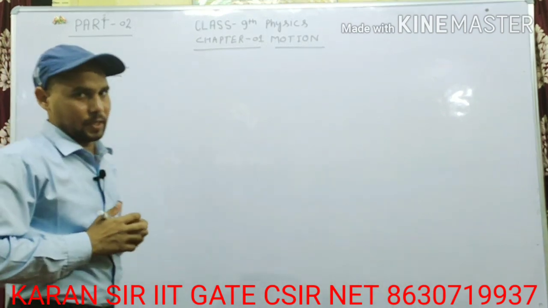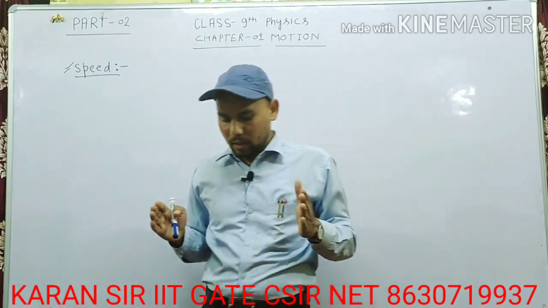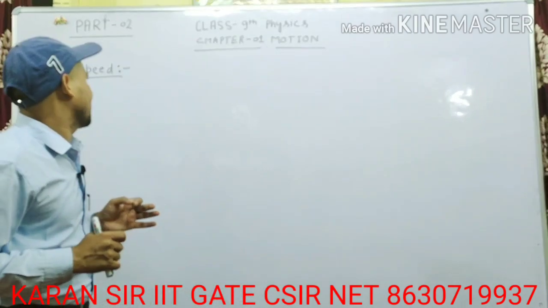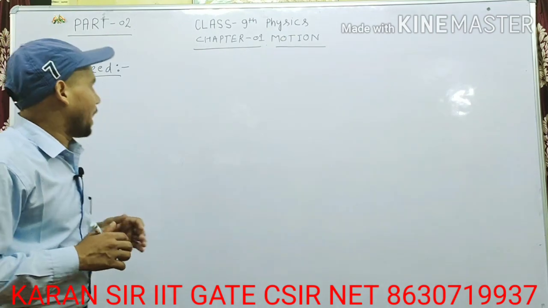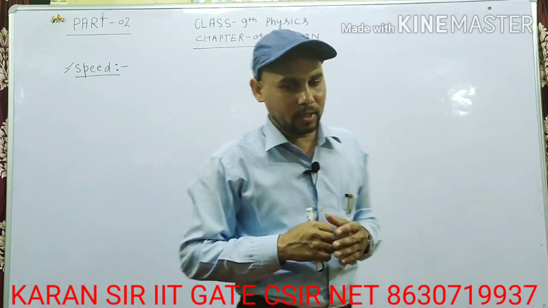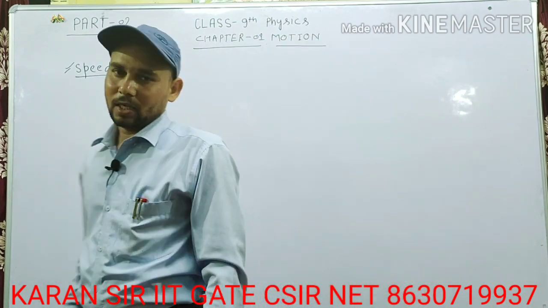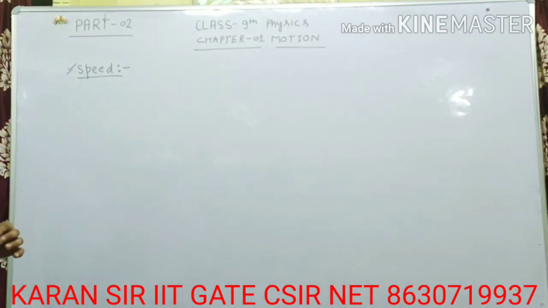What is speed? Understand? Speed is the ratio of distance traveled by an object to the time taken. So how can I define speed? Speed is the distance traveled by an object per unit time.